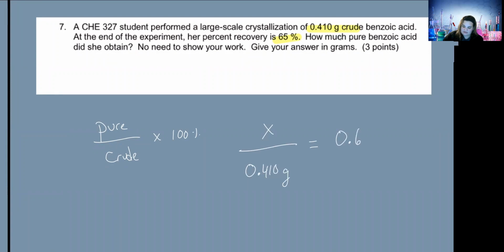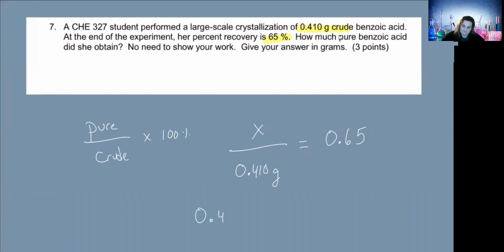So 0.65. All you have to do here is a little bit of math, right? Multiply these guys. So we get 0.410 times 0.65 equals X. That tells us when you do the math, X is equal to 0.267 or 0.27 grams, however many decimal places your heart desires. Okay, and that's it. That's all we want to do for this one.